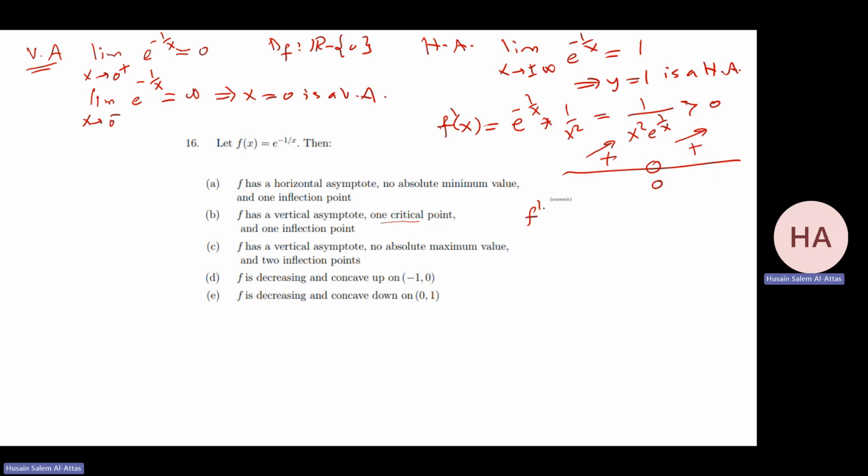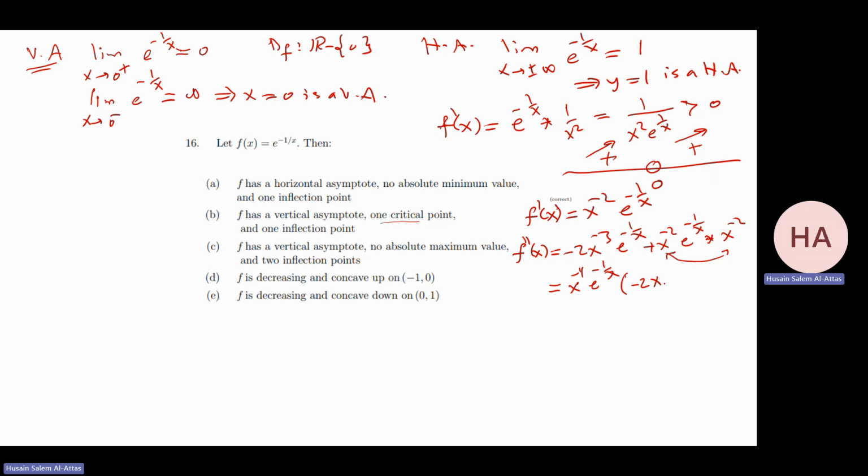Let me rewrite that. As x to the minus 2, e to the minus 1 over x, to do the derivative easily. So f double prime will be equal to what? Minus 2 x to the minus 3 e to the minus 1 over x, plus x to the minus 2 e to the minus 1 over x times x to the minus 2. So I can take x to the minus 4 e to the minus 1 over x, times what? Minus 2x plus 1, which is 1 minus 2x.